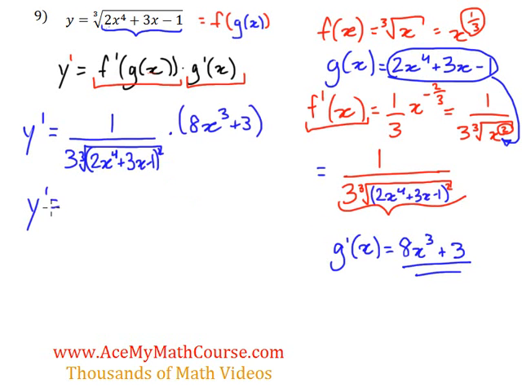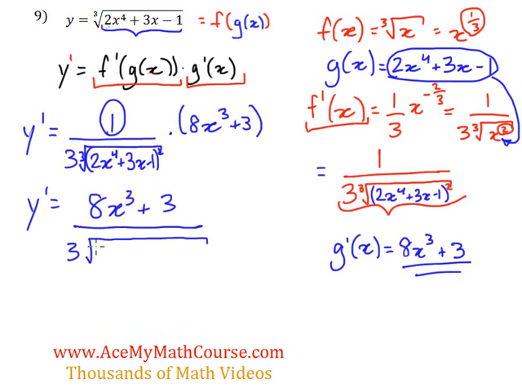Then we can simplify this a little bit. We can multiply the 1 by 8x cubed plus 3. 1 times this will be just 8x cubed plus 3 all over 3 times the cubic root of 2x to the 4 plus 3x minus 1 squared. And that is our answer. That is the derivative of the function.